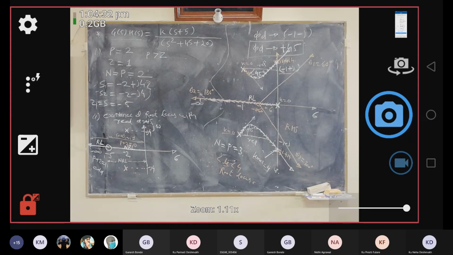Okay. So, ये हो गया आपका existence of root locus with the imaginary axis.